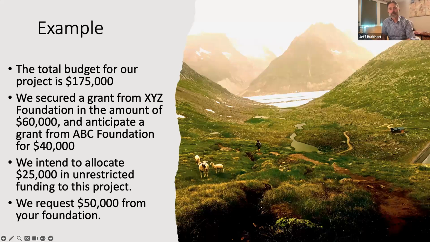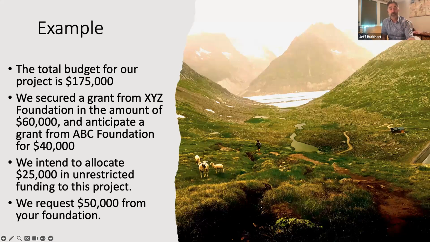So let's say your project is a total of $175,000. So we could say, hey, we secured a grant for our 60,000. We think that we're going to get another grant for 40, so we're going to put that in there because we're pretty sure about it. We have $25,000 in unrestricted funding. And so the gap right now is 50,000.